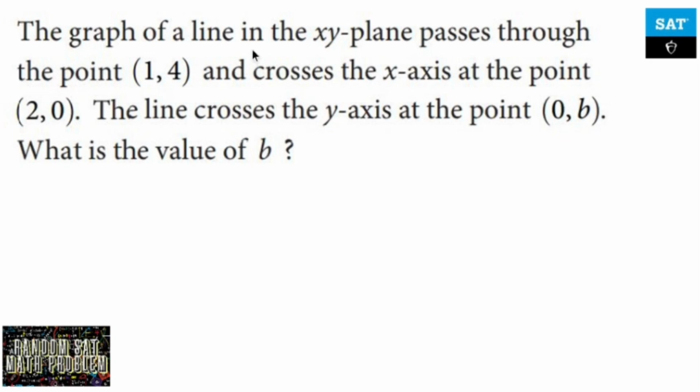The graph of a line in the xy plane passes through the point (1, 4) and crosses the x-axis at the point (2, 0). The line crosses the y-axis at the point (0, b). What is the value of b? So I'm given information where I should be able to find a slope, and I'm being asked to find the y-intercept. Why don't I just use slope-intercept form?